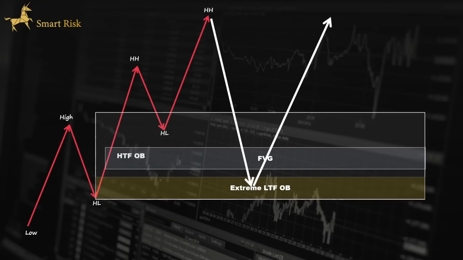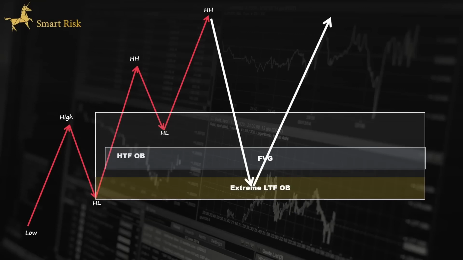As mentioned earlier, on higher time frames, we primarily focus on order blocks for entries, even though traders can still stick to solely relying on order blocks on lower time frames. However, it's essential to consider that following this approach may cause traders to miss out on numerous trading opportunities.